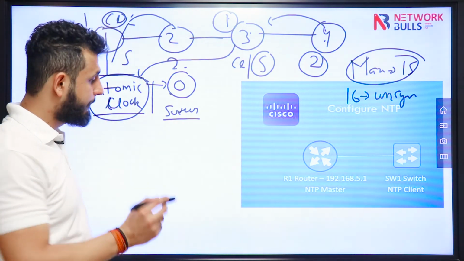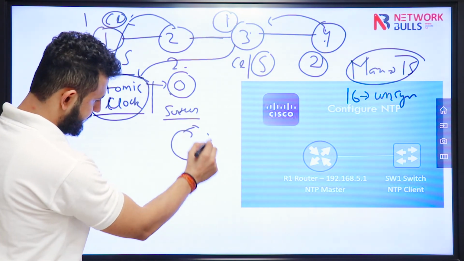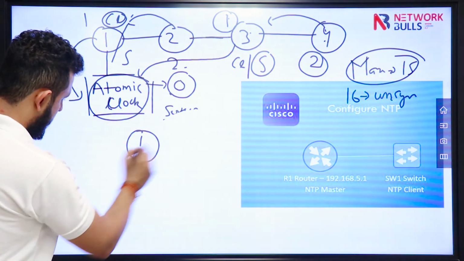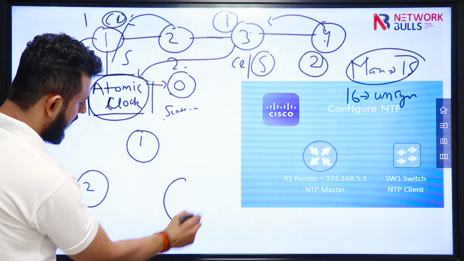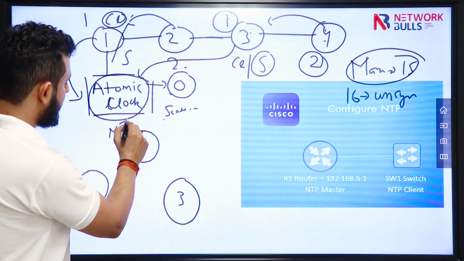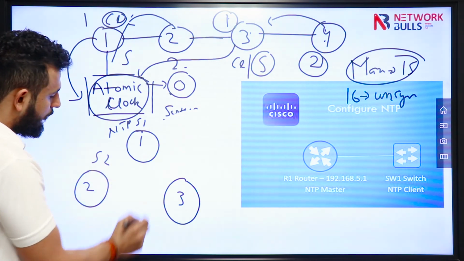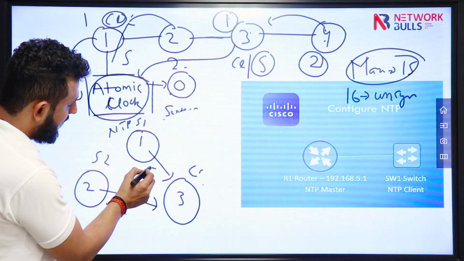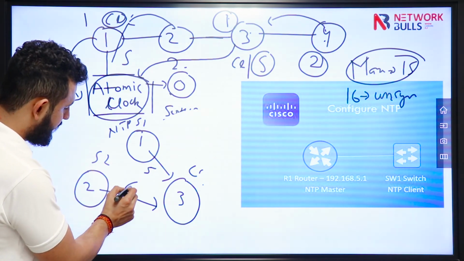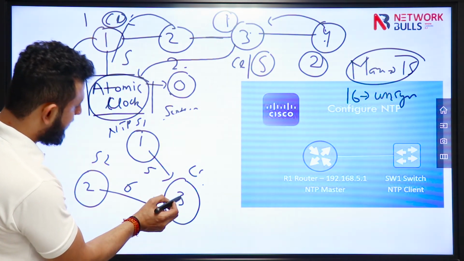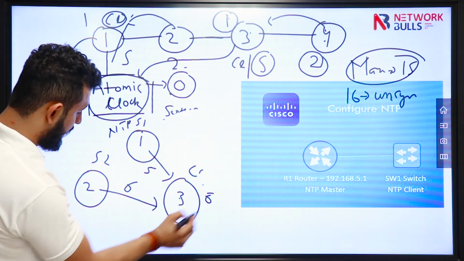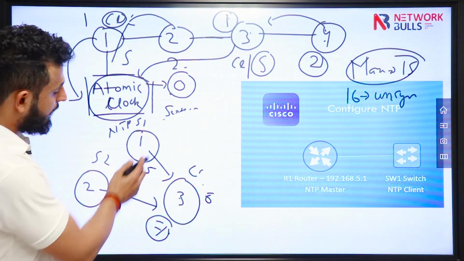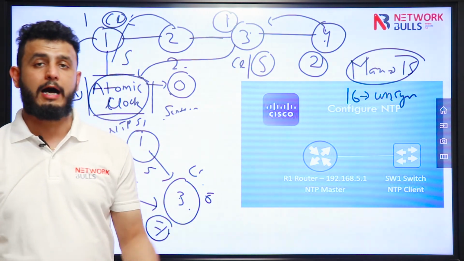I am giving you an example. For example, this is R1, this is R2, and this is R3. This is NTP server 1 and this is server 2. Both are giving time to R3. R1 is giving with stratum value 5, and R2 is giving with stratum value 6. So on R3, the stratum value from server 1 will be 6 and from server 2 will be 7. Which one is offering the lower stratum value? R1. So R3 will always prefer time from R1.